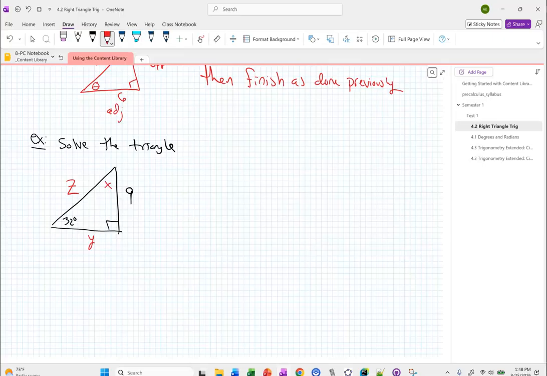Of these three, what's going to be the easiest one to find? X. Great. How am I going to find X? Just add 32 and 90 to try out. Great. You can do it that way. You can also just equivalently do like 90 minus 32 since we're in a right triangle. That's a corollary, I think, to the triangle sum theorem is what we called that in geometry.